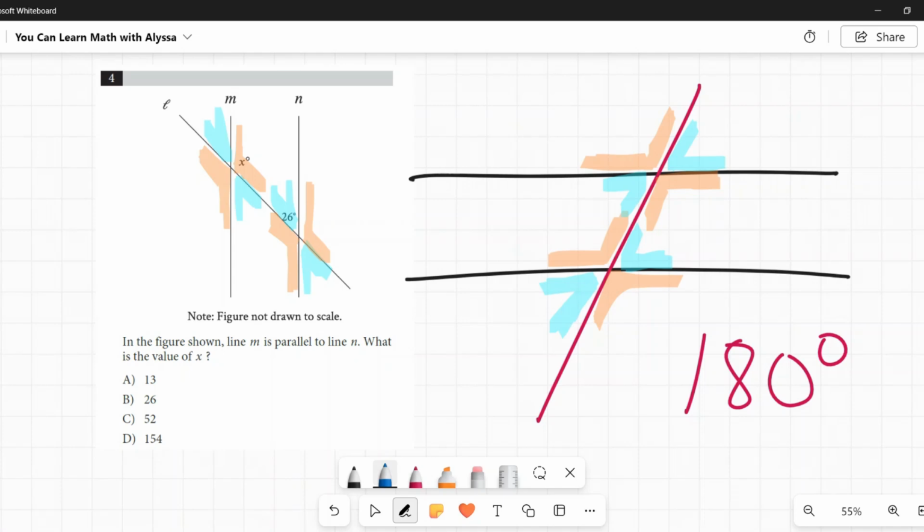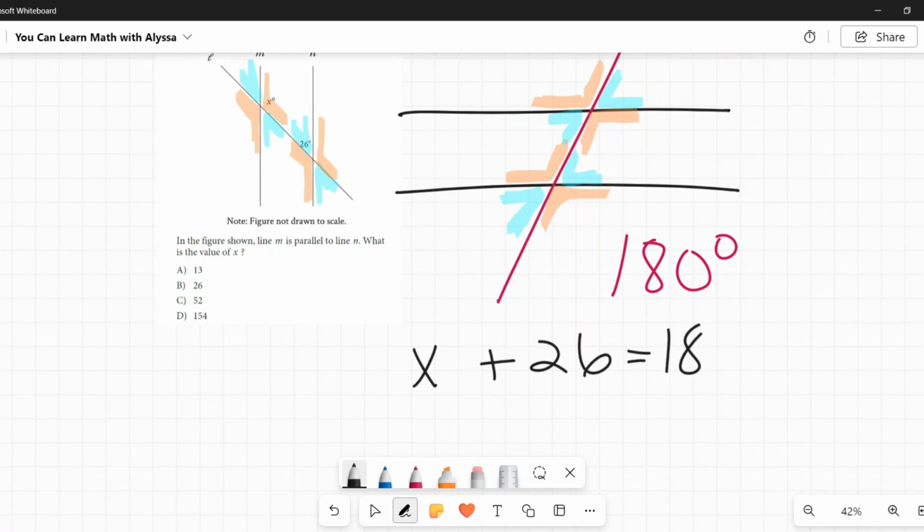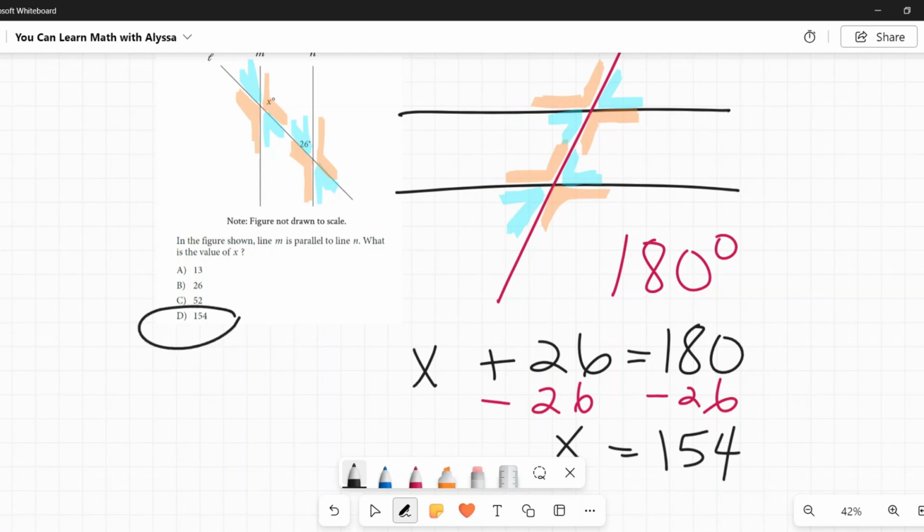Okay, since they add up to 180 degrees, I know this one is 26 and this one is X. So I'm going to zoom out just a little bit, move up. Okay, so that X angle plus that 26 degree angle equals 180 degrees. Now to solve for X, I need to undo what's been done to it. 26 is being added. I need to subtract 26 from both sides. So on the left, that X is left by itself, and on the right, I have 154. So X is equal to 154 degrees, and that is D.